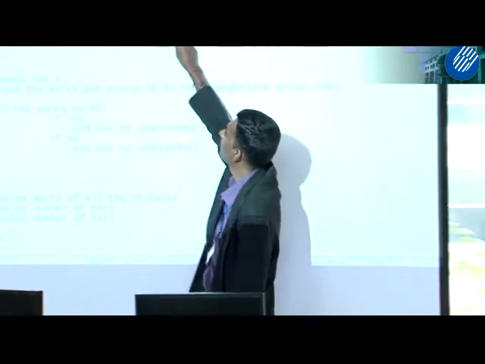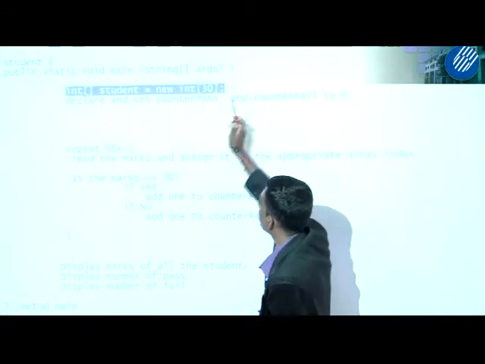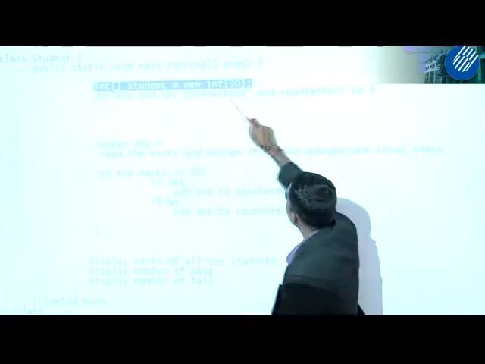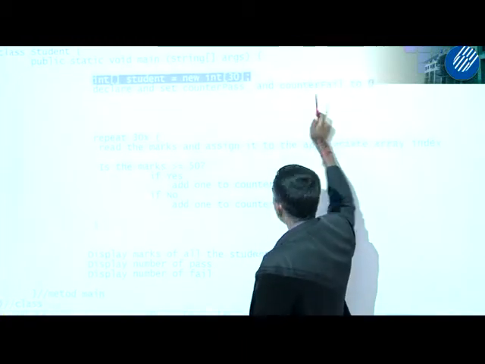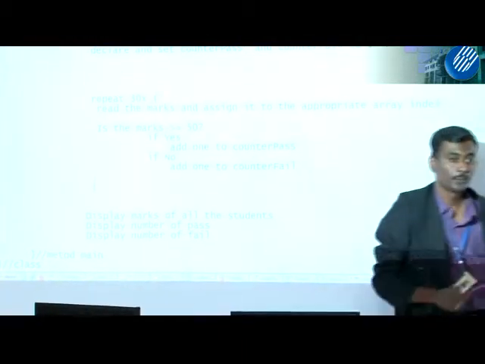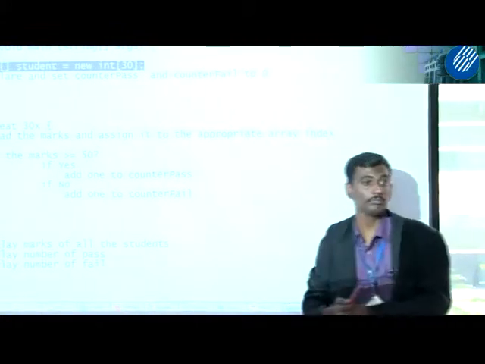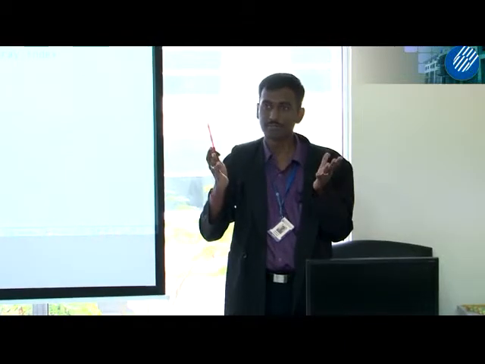Okay, so far any question? No. Okay, next one. Declare and set counter pass and counter fail. What's the purpose of counter pass and counter fail? Why we have counter pass and counter fail? To keep track how many pass, how many fail. Right. And why do I need to make the initial value 0? Because initially it is 0, right?